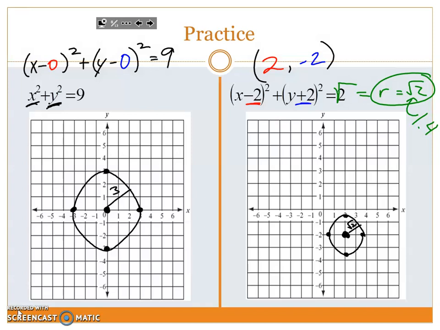Okay, next video is going to be something new, talk about completing the square. So this is just the simple circle stuff. Hopefully that's a review for you guys.